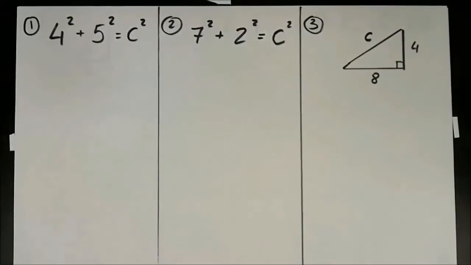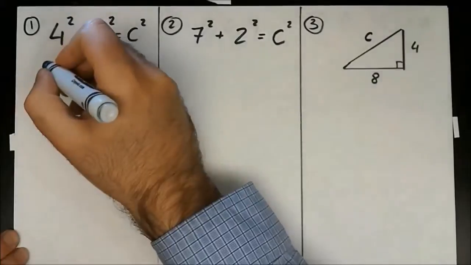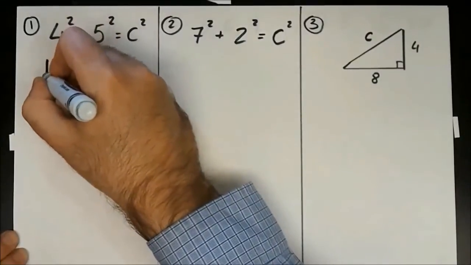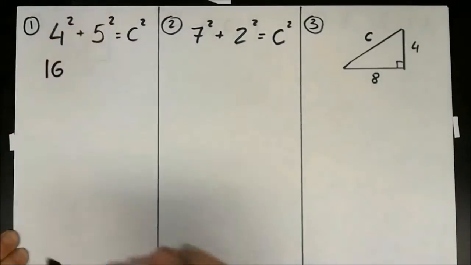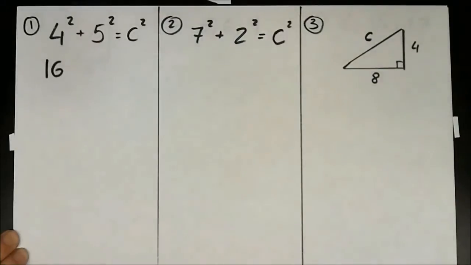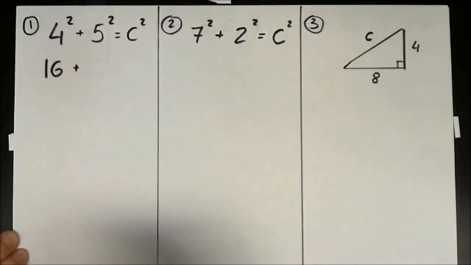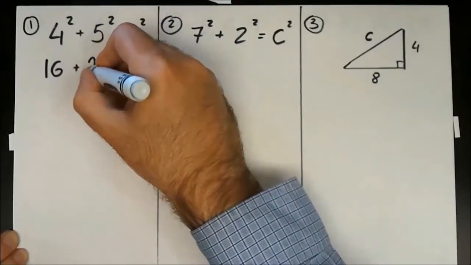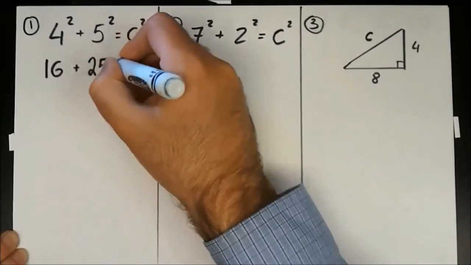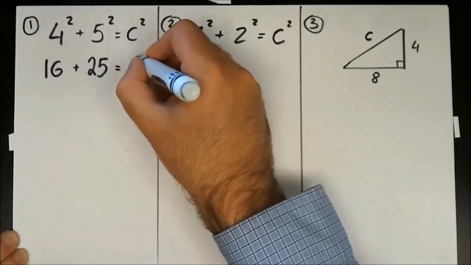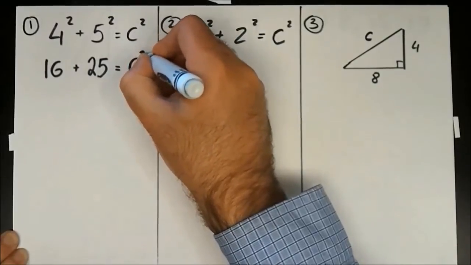So can someone tell me what's 4 to the second power? 4 times 4, which is 16. Can someone tell me what is 5 to the second power? 5 times 5 is 25. And all of this has to equal the second power of c, or c squared.